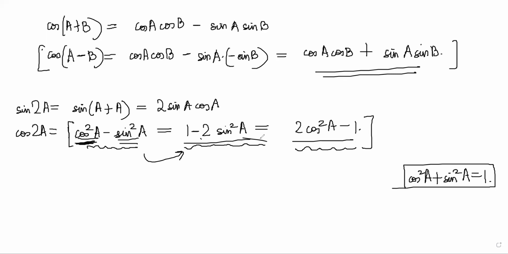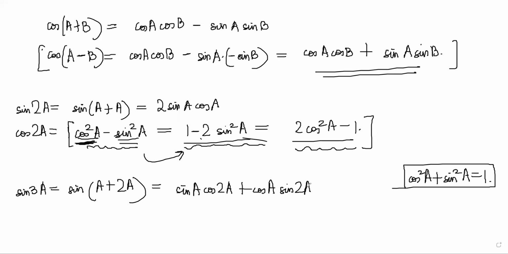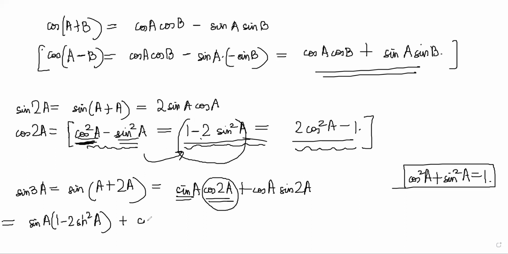So sin 2A and cos 2A we know. Similarly, you can do sin 3A as sin A plus 2A. That will be sin A cos 2A plus cos A sin 2A. Now we can further simplify because we know how to expand cos 2A. So sin A into 1 minus 2 sin square A, plus cos A into sin 2A, which is 2 sin A cos A.